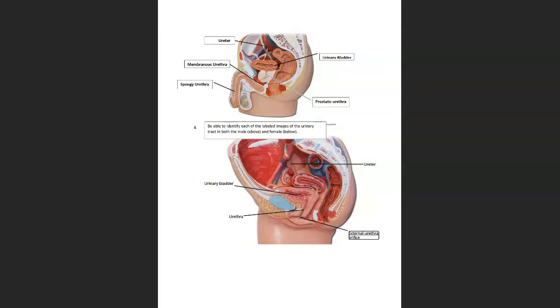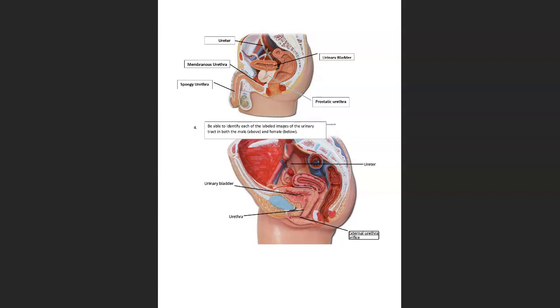First, make sure you know the difference between a male and female urinary anatomy. Remember, the urethra in the female is much shorter. It's only 4 centimeters. Of course, the ureters are what carry the urine from the kidneys to the bladder, which is the structure that you see right here in the female. And then in the male, it's over here.